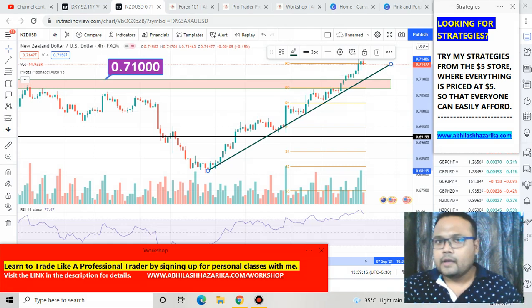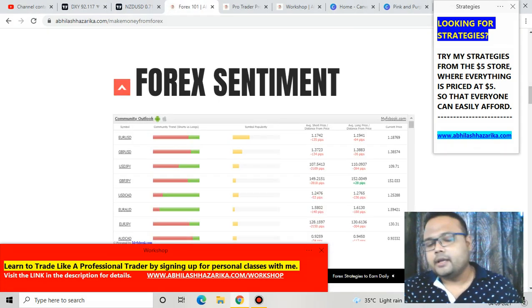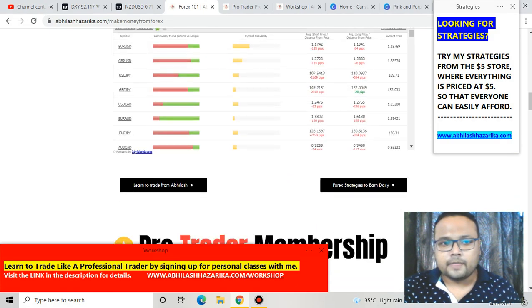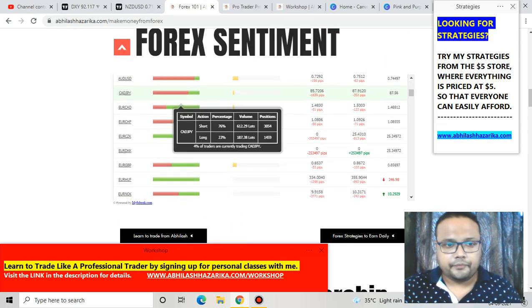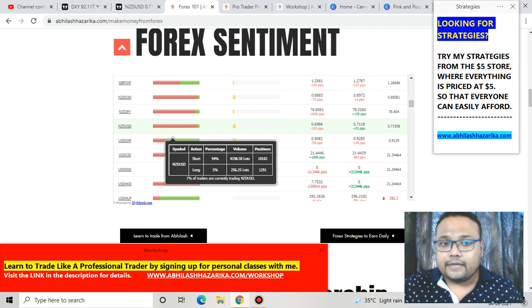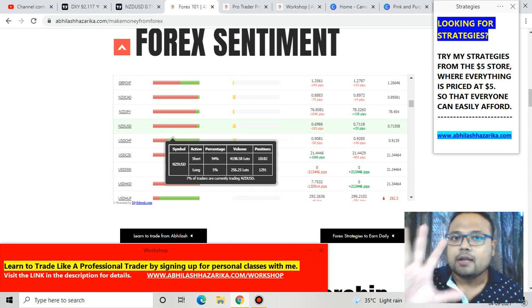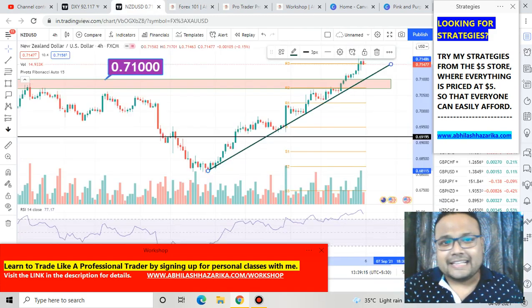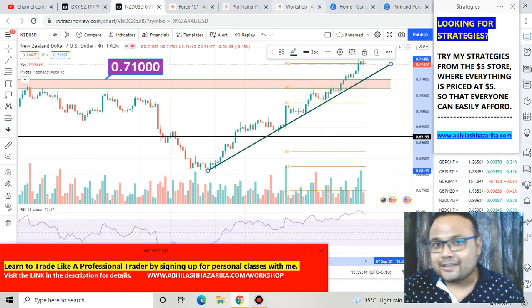If the market crosses the trend line, you'll get the next buying opportunity at this particular level. Clear? And if we look at the Forex sentiment meter here, you'll find the Forex sentiment meter on my website avilashhazarika.com under the Forex 101 section. In the Forex sentiment meter, for New Zealand dollar US, you can see that 94% of retail traders have taken a short position, and only 5% of retail traders have taken a long position.